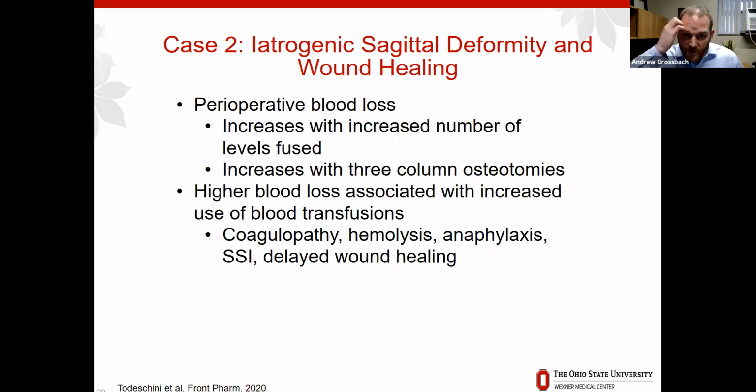Perioperative blood loss, of course, increases with the number of levels fused. Obviously, a T3 or T4 to pelvis is a lot of levels. With 3-column osteotomies, if a patient got a PSO, blood loss goes up. Higher blood loss and more blood transfusions lead to coagulopathy, hemolysis, anaphylaxis, an increase in surgical site infections, and delayed wound healing.